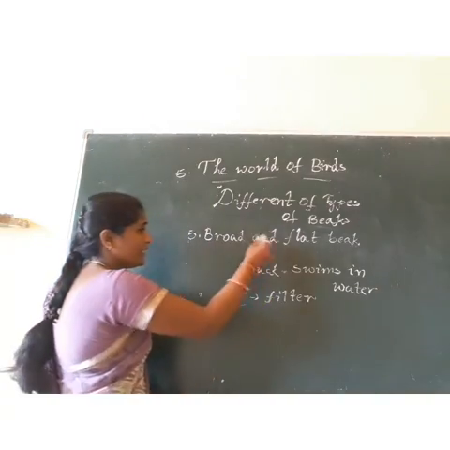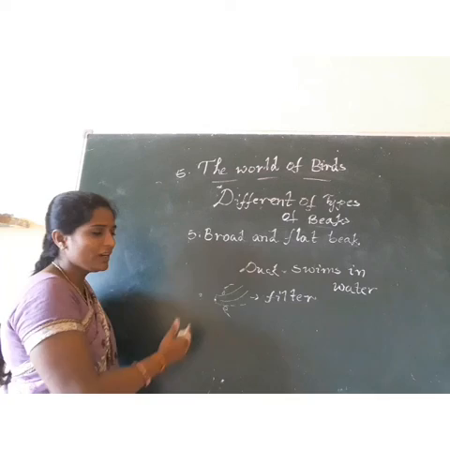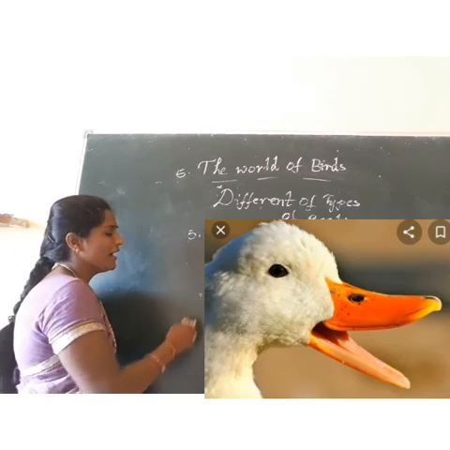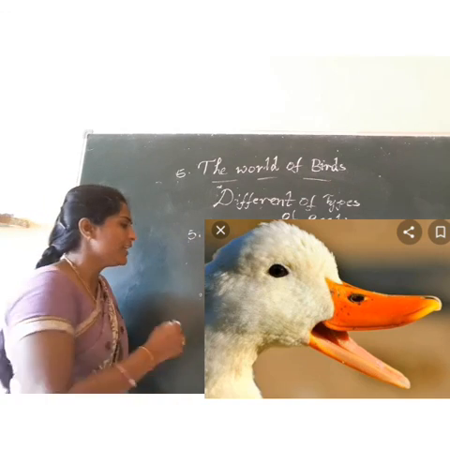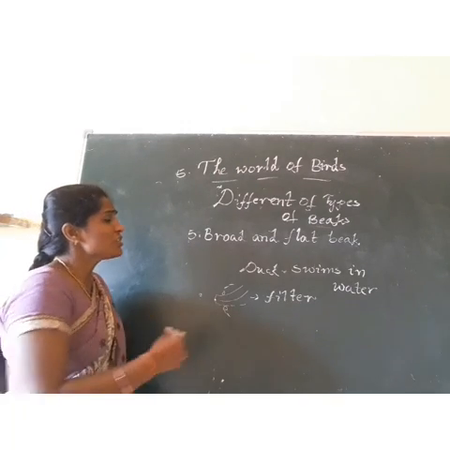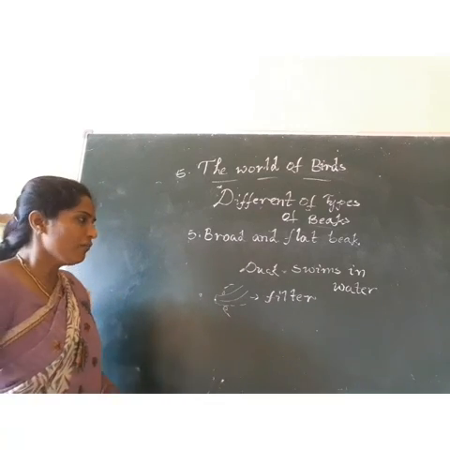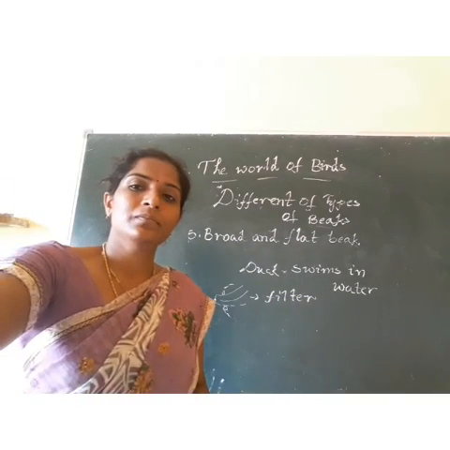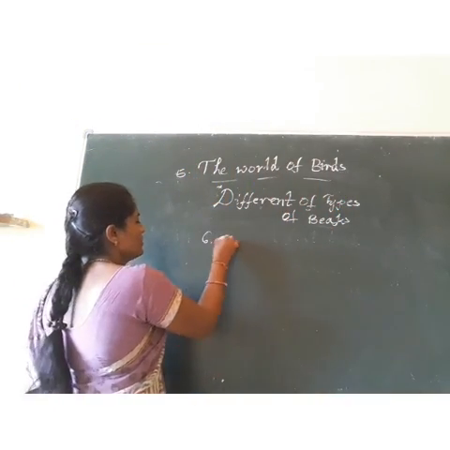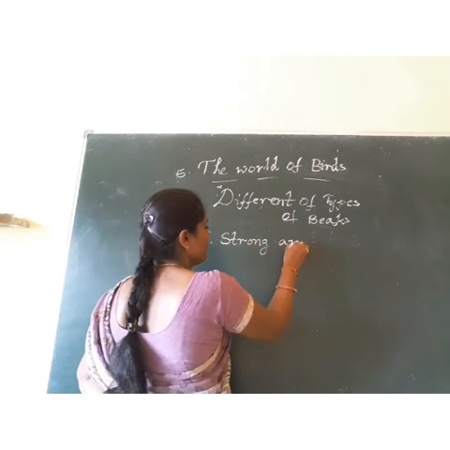Okay, and also the duck beak we call a filter because the muddy water can come out from these holes on either side of the beak, and the insects present in that water will go into the stomach of the duck. So, which type of beak is that? Broad and flat beak. And the next beak is the strong and curved beak.